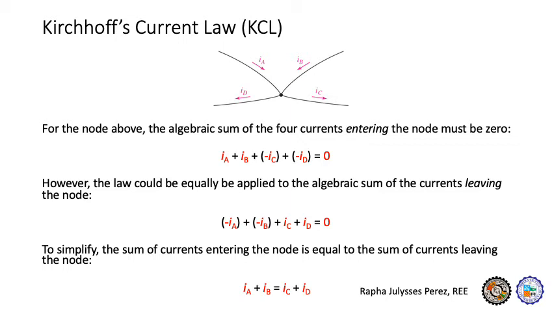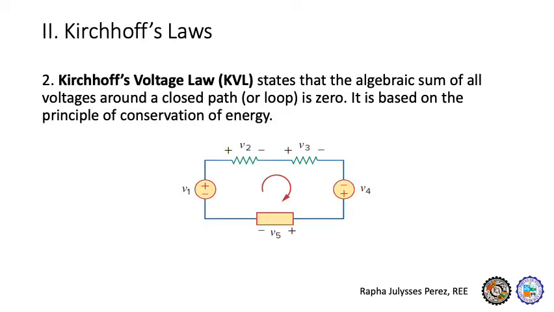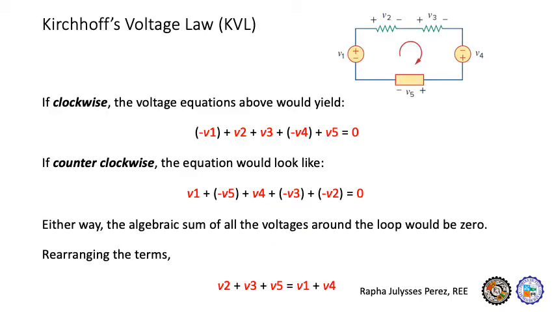So that's how you would just remember what Kirchhoff's current law, or KCL, basically states. The amount of current that enters a node is the same as the amount of current that leaves the same node. The second part of Kirchhoff's laws would be Kirchhoff's voltage law. Now, how do we calculate KVL?